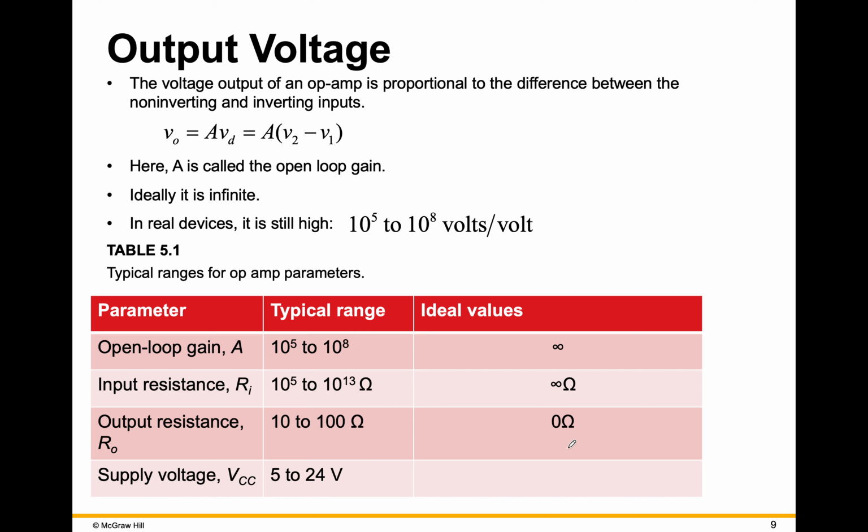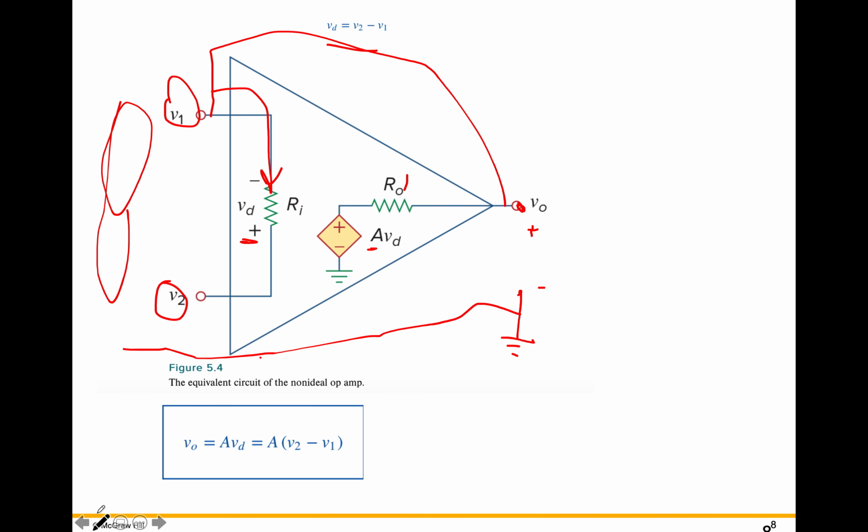The input resistance, you would also like for that to be infinity. You'd like for that op amp input to look like an open circuit. In reality, that ranges from 10 to the 5th to 10 to the 13th ohms. The output resistance, you would like to be 0. Now why is that? Well, let's go back to our equivalent op amp circuit.